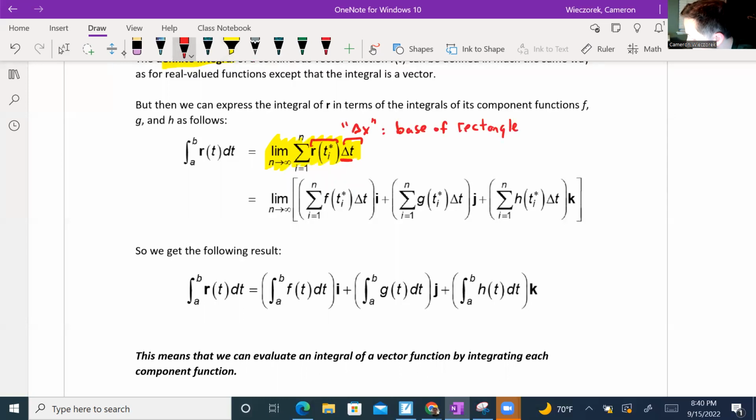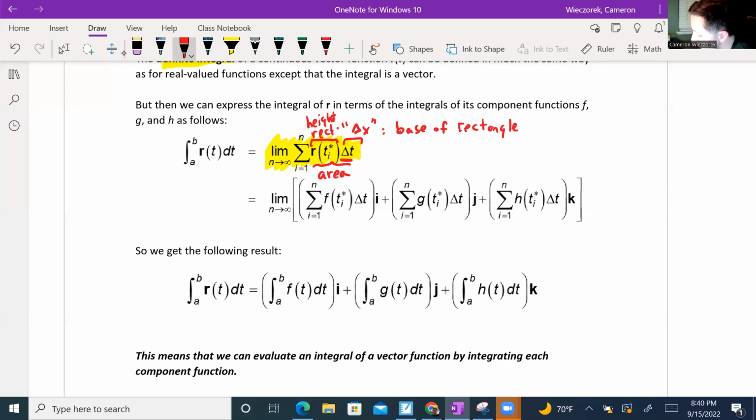R of t sub i star, we'll talk about t sub i star in a minute. This was the height of your rectangle. Okay. Base times height gives you area. So altogether, this is basically adding up the areas of all of the rectangles.